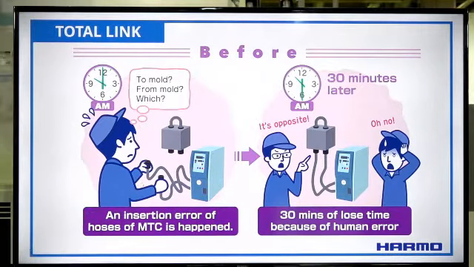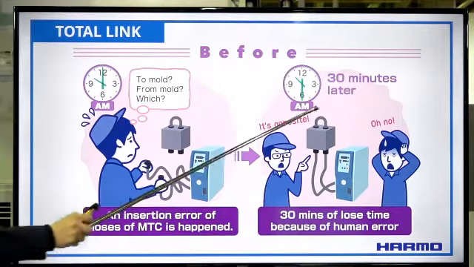After installing the mold to the injection molding machine, they are about to insert the MTC hoses. He is thinking about the plumbing of hoses, but he does not have much time. So he inserts hoses without worrying too much.